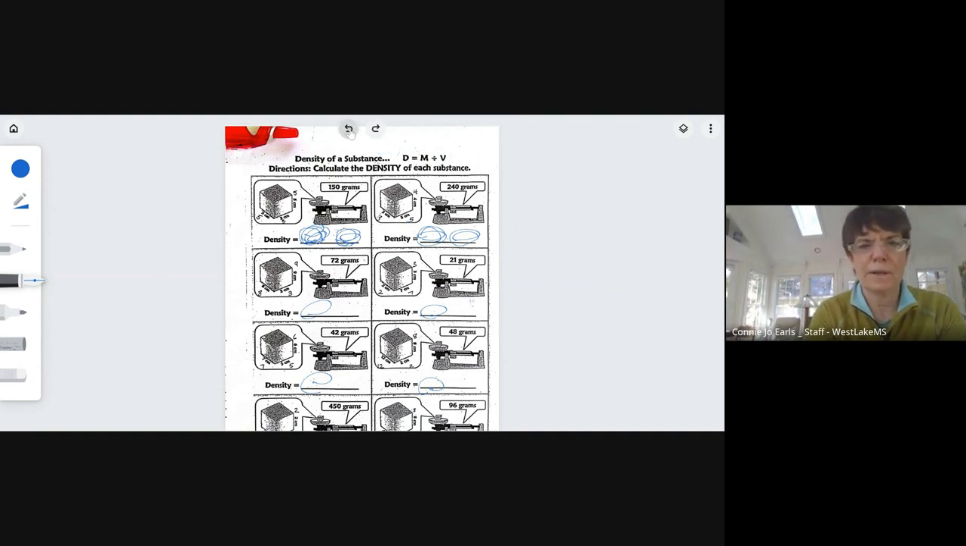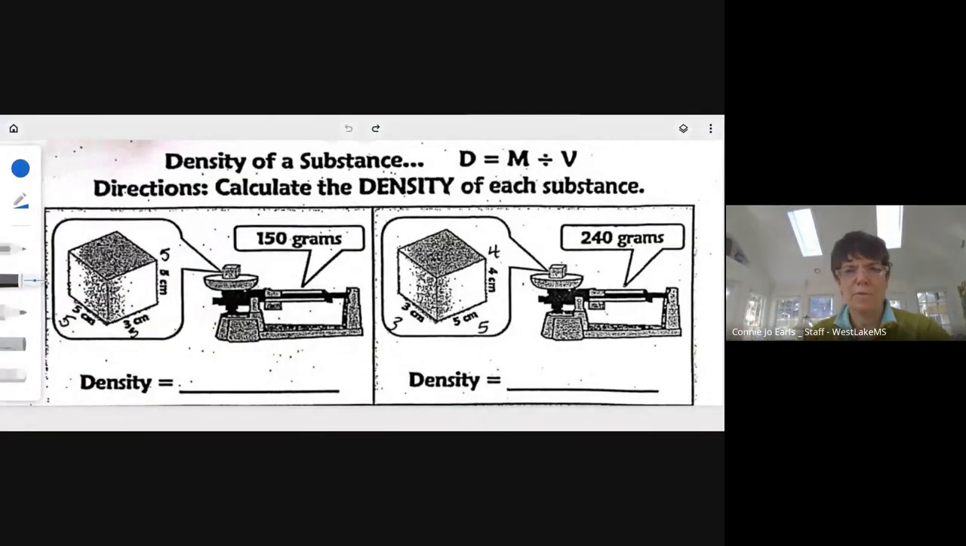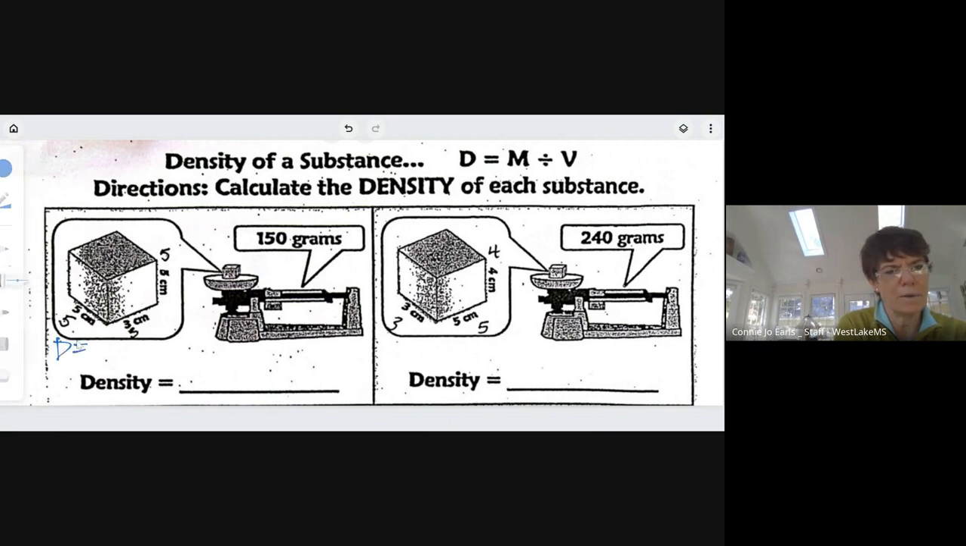Okay, so let's work out some of these problems. For problem number 1, we want to know what the density is. Well, we know that density is always mass divided by volume. They've given us the mass. You've got the object on the triple beam balance. So here's the mass, 150 grams. So we say density is 150 grams divided by the volume.